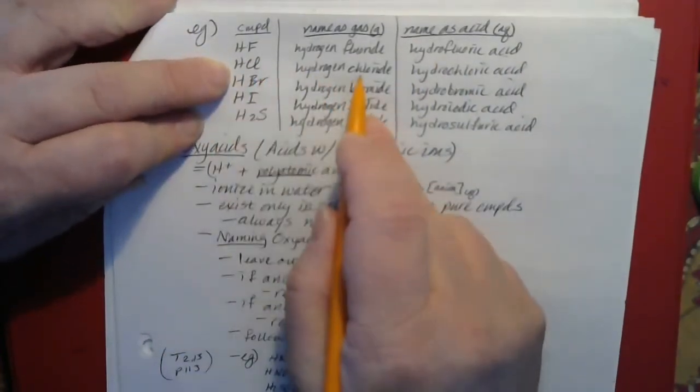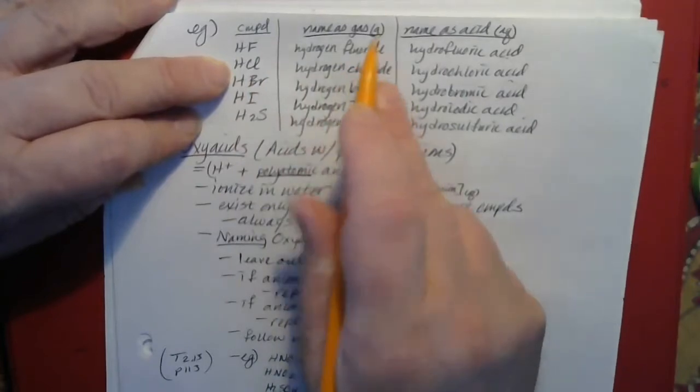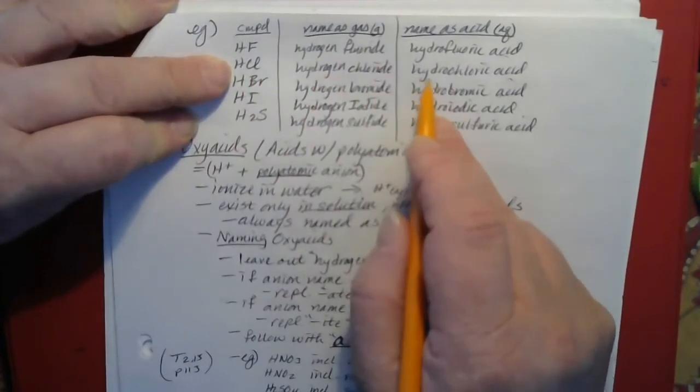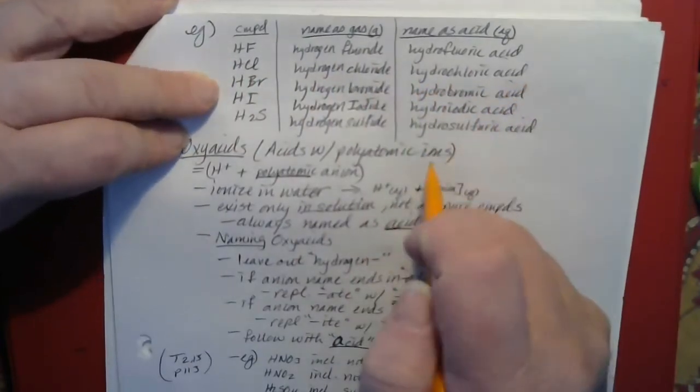HCl would be hydrogen chloride as a gas or as the pure compound. But if it's dissolved in water, it becomes an acid and you call it hydrochloric acid.